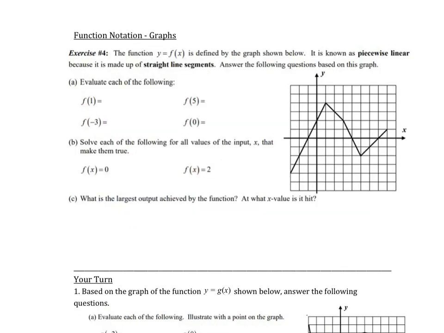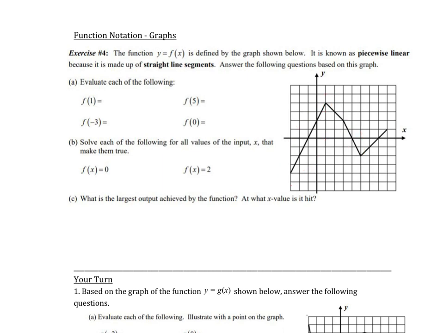All right, so the last thing we're going to really talk about in this video is function notation when we use a graph, right? So we talked about equations, we talked about tables, and now we're going to move on to function notation using a graph. So in exercise 4, it states the function y equals f of x is defined by a graph shown below. It is known as a piecewise linear function because it's made up of straight line segments. Answer the following questions based on this graph. So piecewise linear functions, we're not really going to talk about much this year, but basically there's different pieces, right, that make up this function.